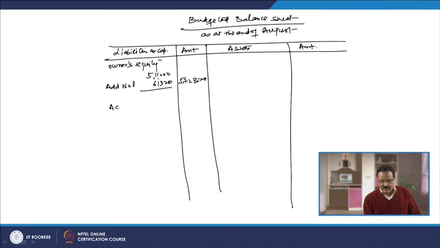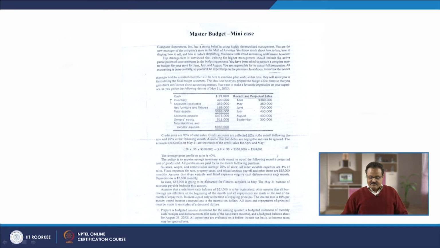Now, after this capital you have to take the other liabilities. So, what are the other liabilities? One is the accounts payable. Accounts payable will come from where? Accounts payables will come from the purchase budget. How much we have purchased, how much we have to pay for the purchases, and how much is left to be paid yet.